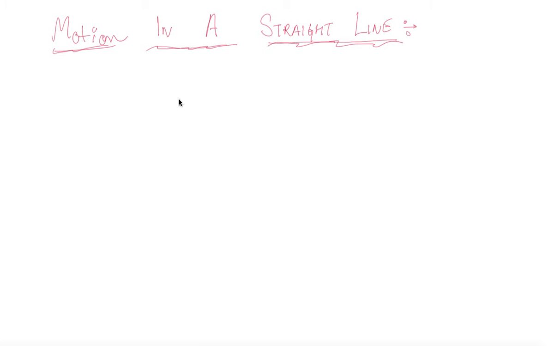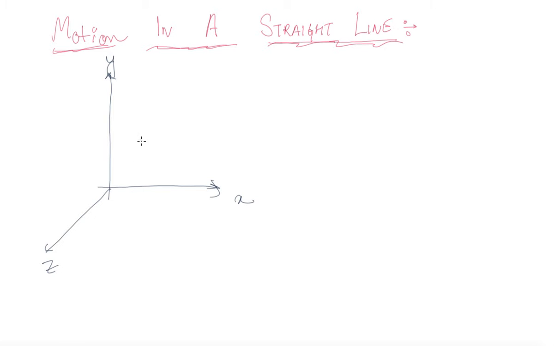So let's have a discussion on motion in a straight line. Now we are living in a 3D space, but on your screen you are only able to observe a 2D space. So let's have a try. This is the z-axis that is coming out of your screen and going inside your screen. This is your y-axis and this is the x-axis.